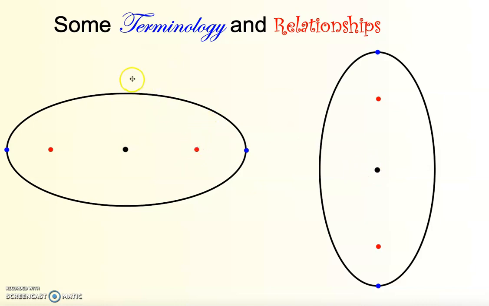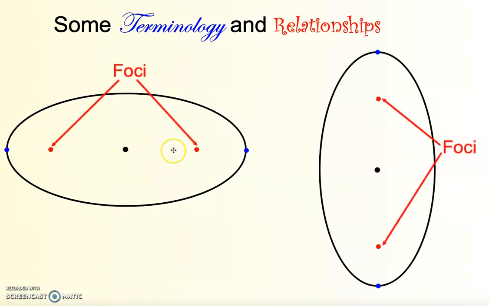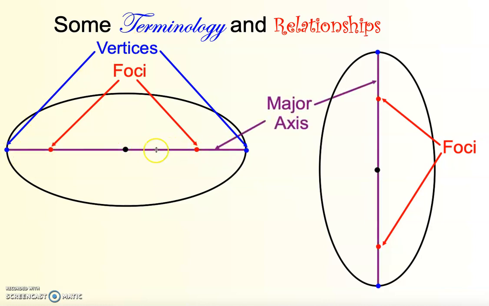Now, these two red points here, those are the foci. And notice that the foci are equally spaced from the center, and they're equally spaced from the extreme sides of the ellipse. And those extreme points out here and here are called the vertices. Now, these vertices are the endpoints of what we call the major axis. The major axis is the longest chord, if you will, of an ellipse.